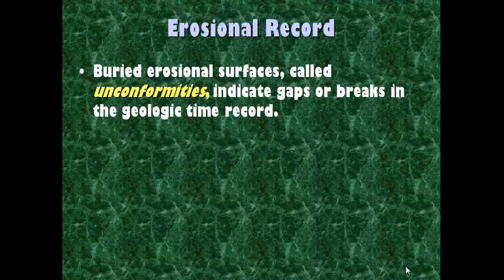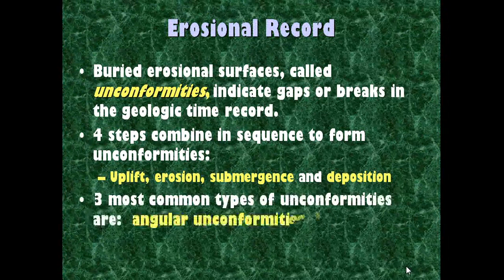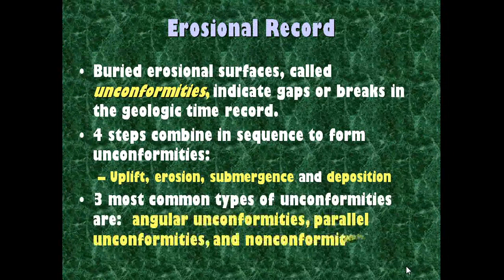Erosional record. Buried erosional surfaces called unconformities indicate gaps or breaks in the geologic time record. Four steps combine in sequence to form unconformities: uplift, erosion, submergence, and deposition. Three most common types of unconformities are angular unconformities, parallel unconformities, and nonconformities.